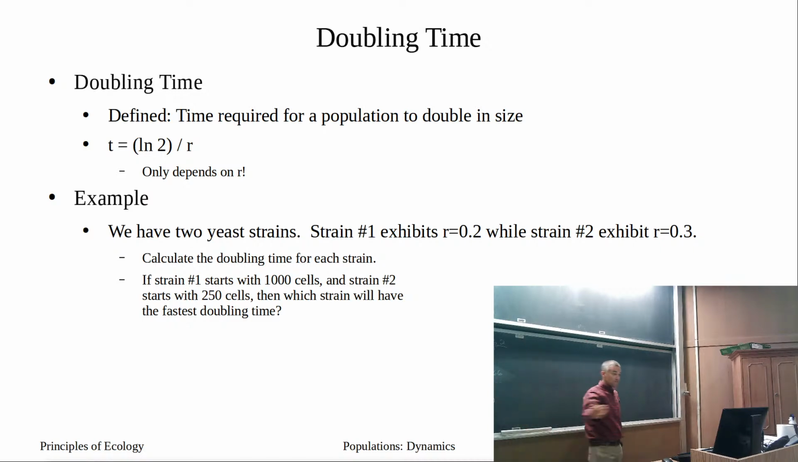Even at 250. All that you can think about it is this way. To double 250, you only have to get to 500. To double 1,000, you have to get to 2,000. How quickly you get there, it's all dependent on R. Doesn't matter what we start with. Only matters what R is. So our fastest doubling time is strain 2. It has a higher R, so it's going to double in the shortest amount of time.